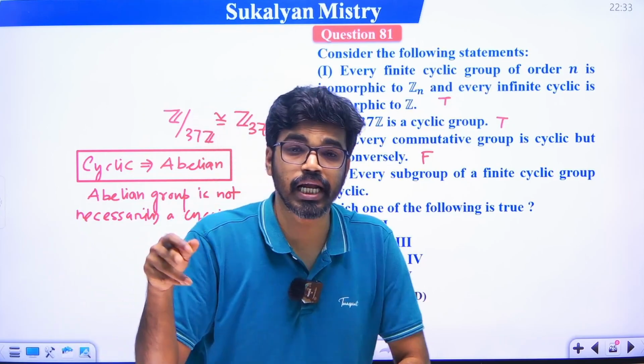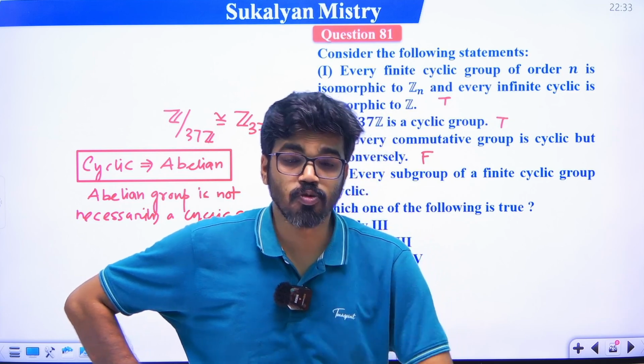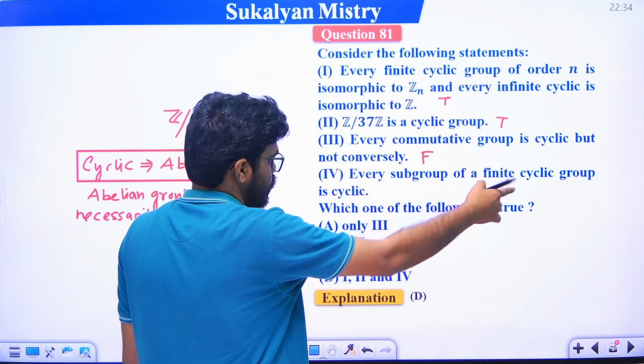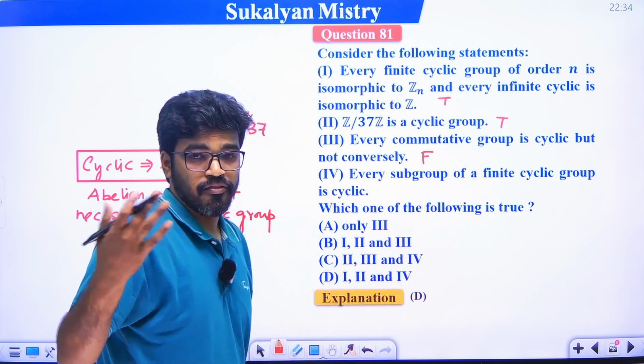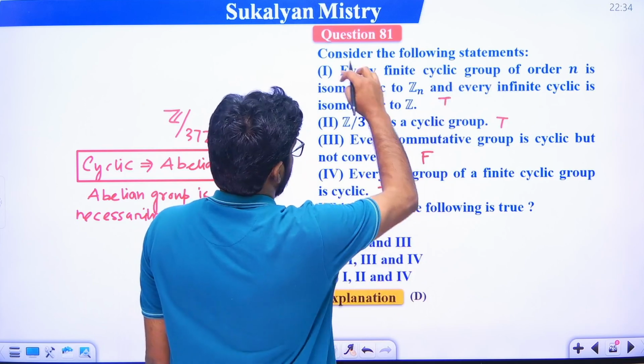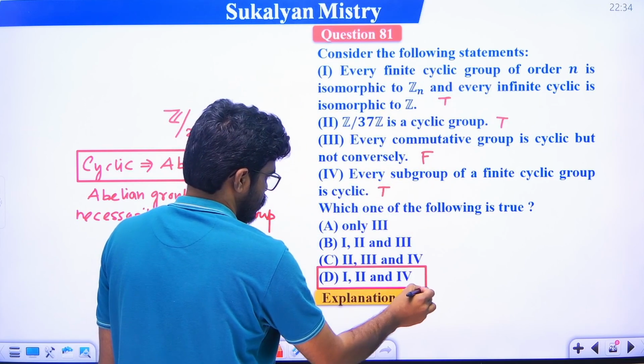For example, Klein's 4 group is abelian, but it is not cyclic, it has no generator. Next, every subgroup of a cyclic group is cyclic, so this is true. So statements 1, 2 and 4 are true, so option D is the correct answer.